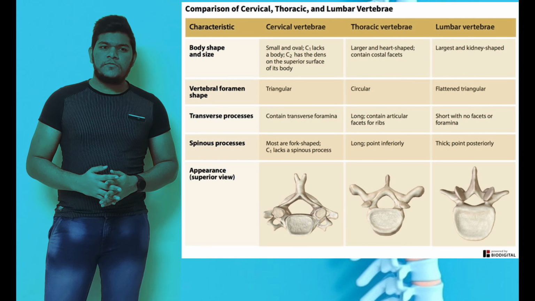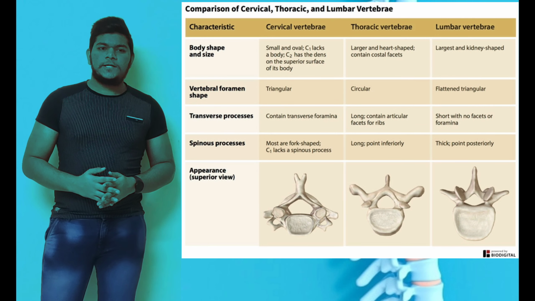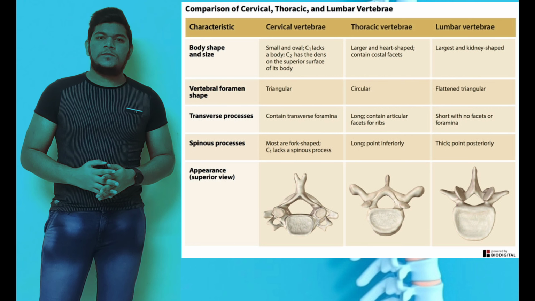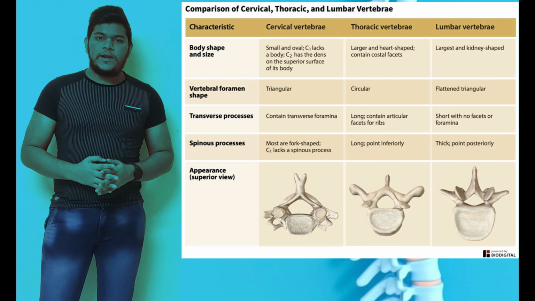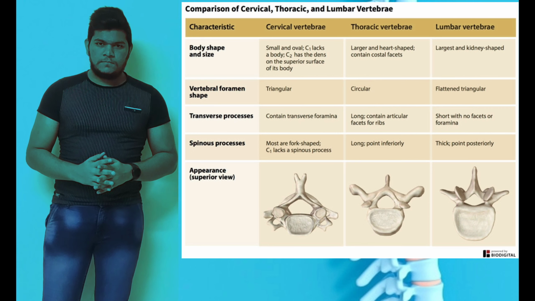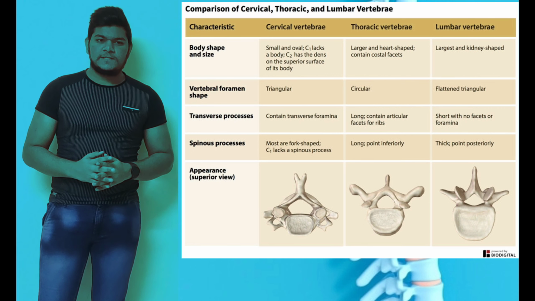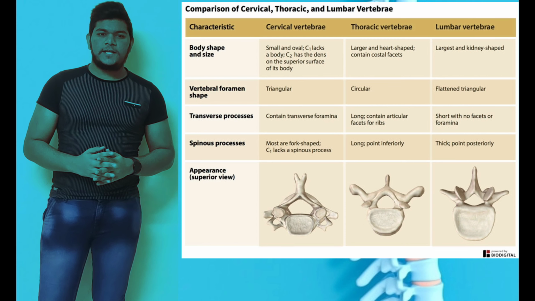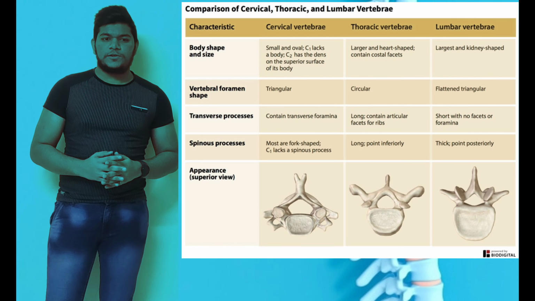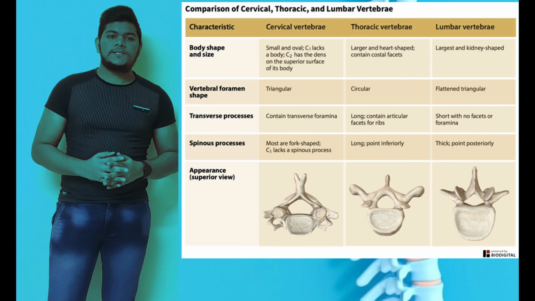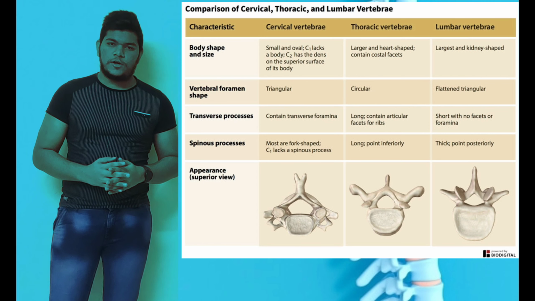Shape of the vertebral foramen. In cervical, it is triangular. In thoracic, it is circular. In lumbar, it is flattened triangular. Now, transverse processes. In cervical, they contain transverse foramina. In thoracic, they are long and contain articular facets for the ribs. In lumbar, they are short with no facets or foramen.